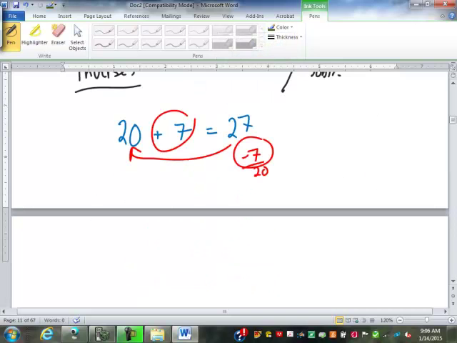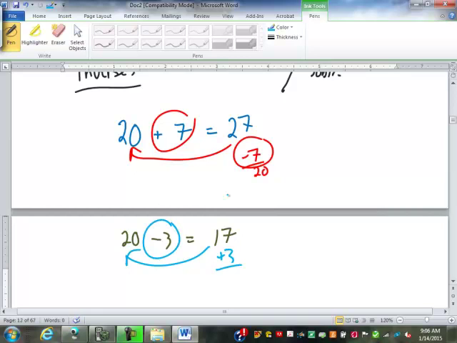Or if I had subtracted, let's say I started with that 20 and I subtracted 3, I'd get 17. But again, if I wanted to get back to the 20, I would add 3. I did the opposite of subtracting, which is addition. They're inverses. If I subtract a number and then I add it back in, it goes back to where we started.